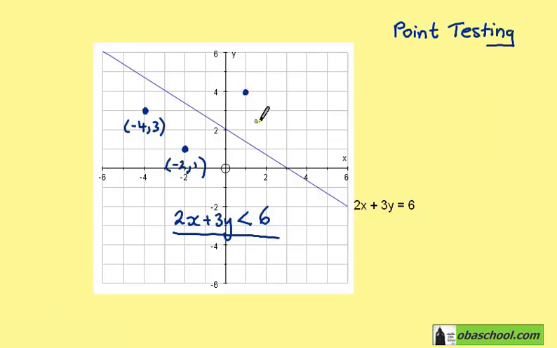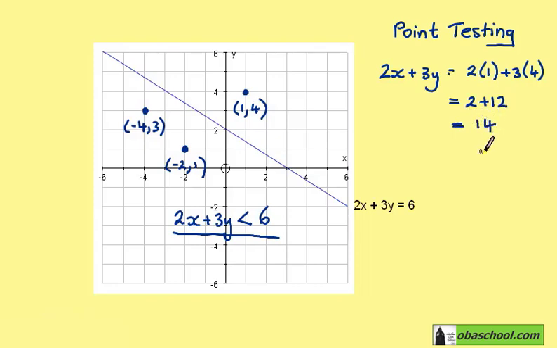Now consider a point on the other side of the line. Let's take the point (1, 4). Substitute into 2x plus 3y. This gives us 2 times 1 plus 3 times 4, which is 2 plus 12, which is 14, and 14 is more than 6.